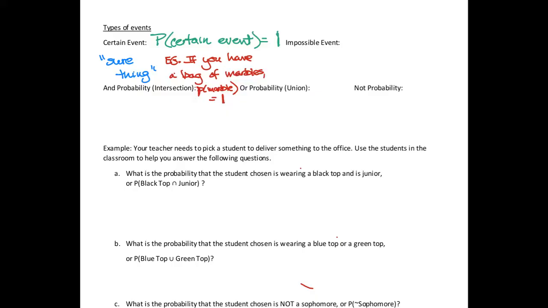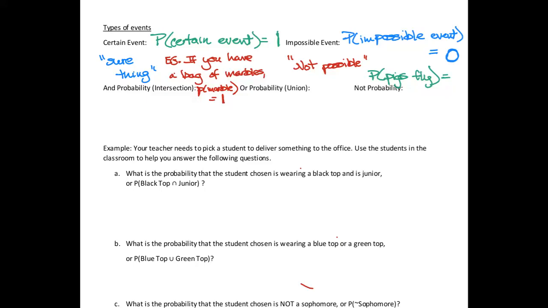So, impossible event. The probability of an impossible event. Can you take a guess? What is that probability going to be? If it's impossible. 0. Yes. 0. So this is not possible. Not possible. The probability that pigs fly, you've heard that saying, right?